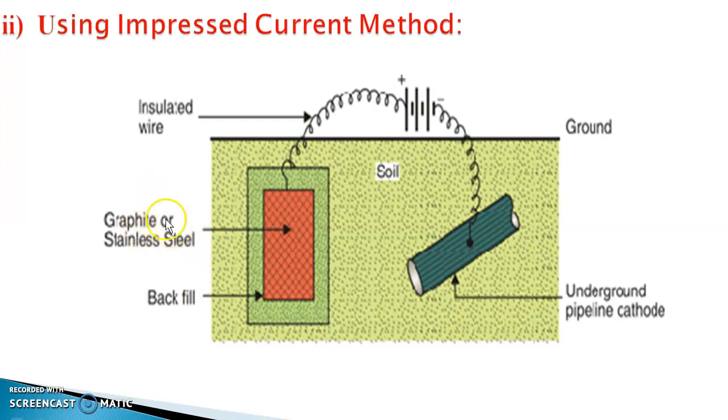which is kept in soil and acts as the anode. The negative terminal of the DC source is connected to the pipeline, and the positive terminal of the DC source is connected to the graphite.